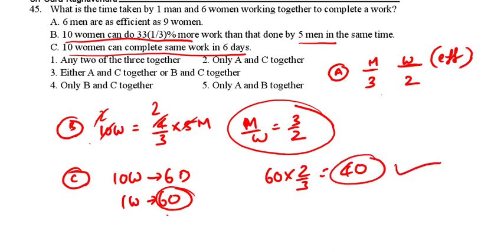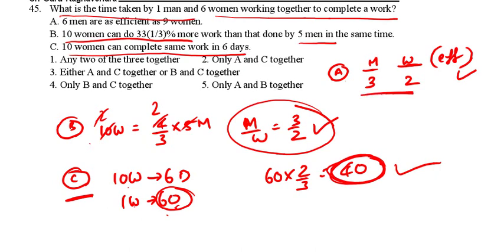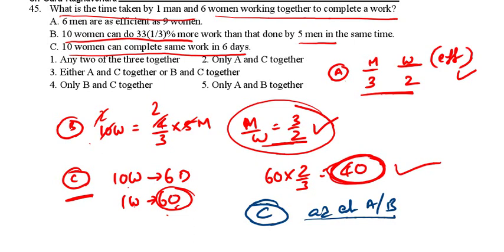So what is the time taken by 1 man and 6 women working together? Here C is required: 10 women 6 days, 1 woman 60. To find out man, 1 man will do in 40 days, we can use either B or A, because in A also men and women are 3:2, and in B also men and women are 3:2. So what is the final answer? C is compulsorily required and either A or B is required.